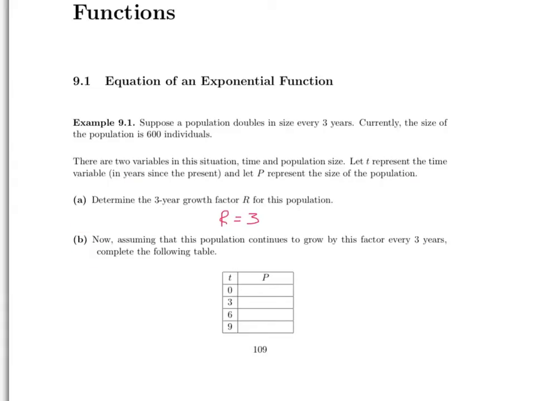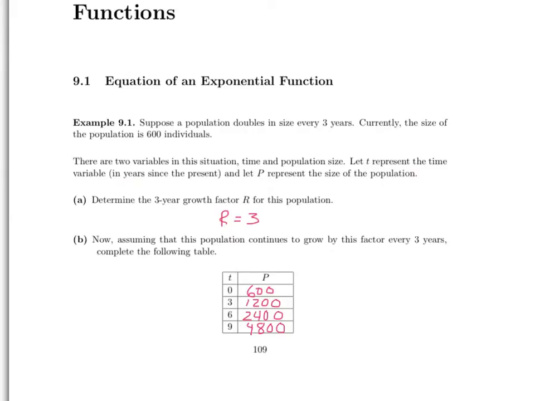Let's look at part B. Assuming that the population continues to grow by this factor every 3 years, complete the following table. Well, you're told that the population starts with 600 individuals, and it doubles every 3 years. The table shows 3-year periods. Notice we're going up by 3s. So at time 3, we would expect the population to have doubled, giving us 1,200 individuals. At time 6, it would have doubled again, giving us 2,400 individuals. And at time 9, it would have doubled again, giving us 4,800 individuals.